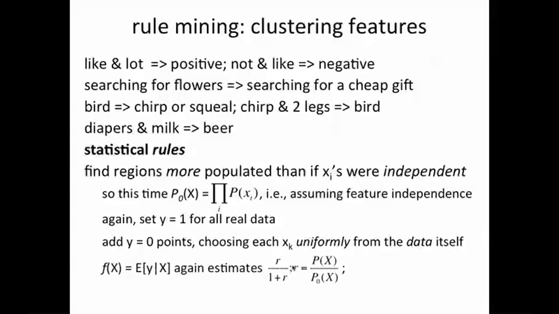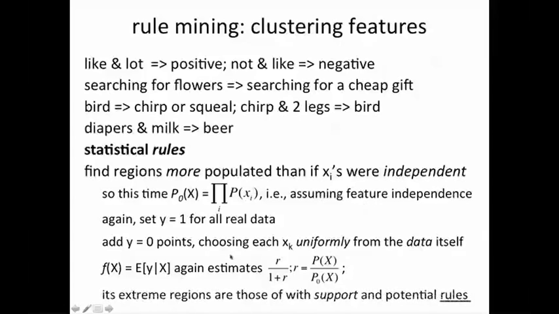Now if we choose f of x, again as the expected value of y given x, where y is 1 for the real data and 0 for these newly added points, this again estimates r upon 1 plus r, where r is p of x by p0 of x. This time p0 of x is this distribution, not the random distribution, but a distribution that assumes that features are independent.